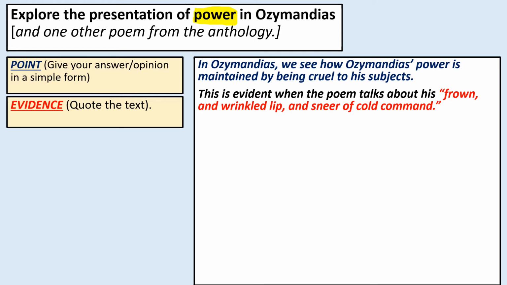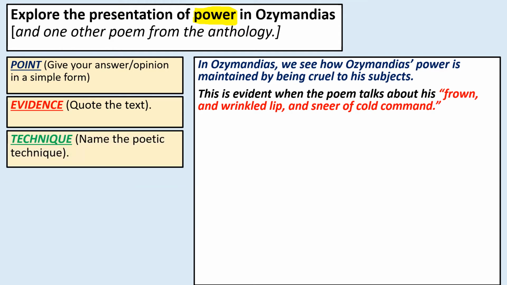So that list of negative facial expressions tells me, and will tell the examiner if we phrase it correctly, that he's definitely cruel to his subjects because he looks mean. The face of his statue, the very face of his kingdom, is looking stern and austere and nasty, right? And that's how he gets his power. He keeps it by being mean and making people scared of him. So the T in PETAL stands for technique.